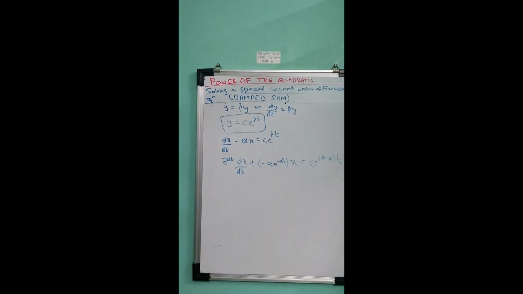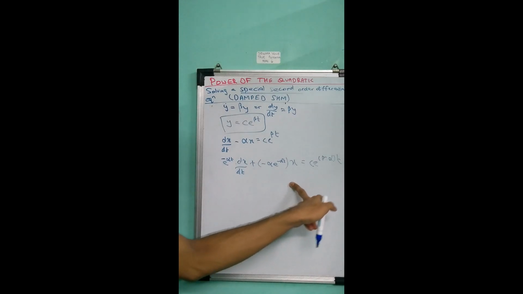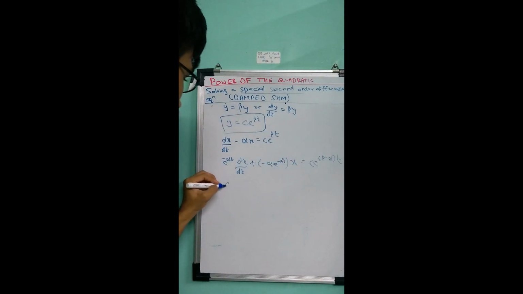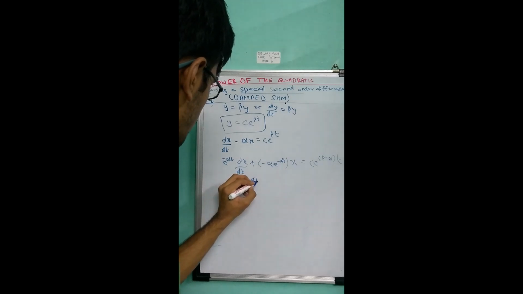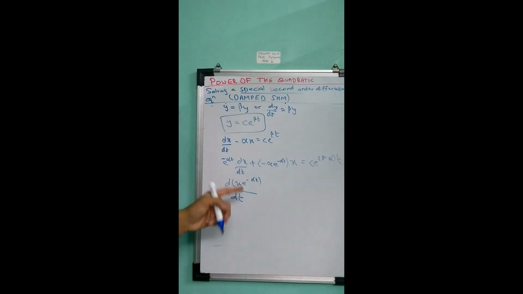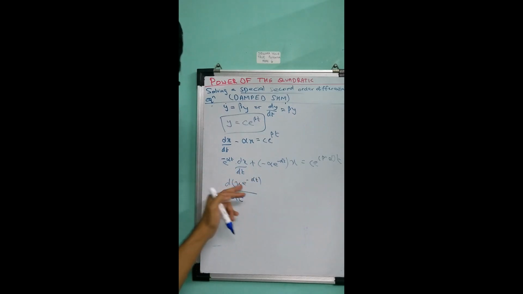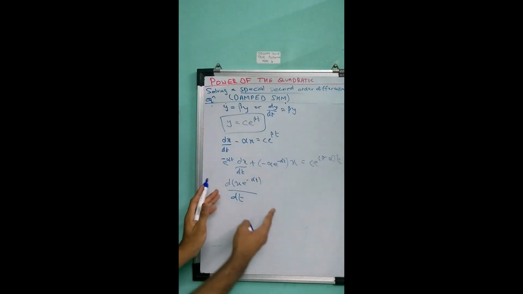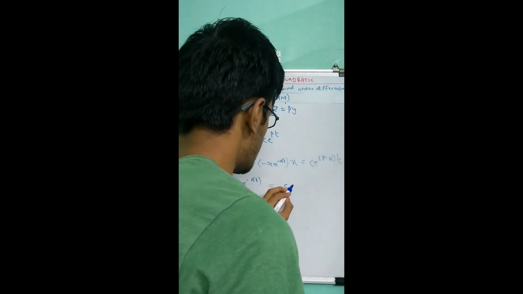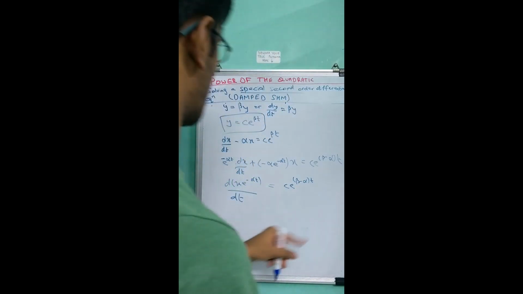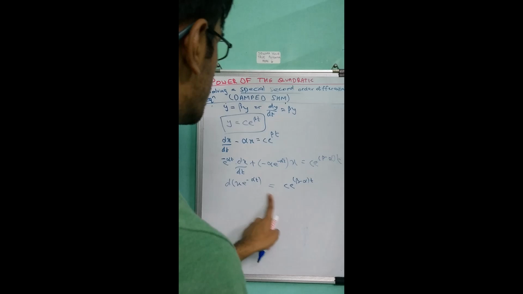Okay, so what is the use of this? If you notice, this is actually the product rule expansion of d of x e to the power minus alpha t by dt. You can check: dx by dt into e to the power minus alpha t plus x into d of e to the power minus alpha t, which is nothing but this. So we can write this as this. This is equal to c e to the power beta minus alpha into t dt. So I can multiply both sides by dt.